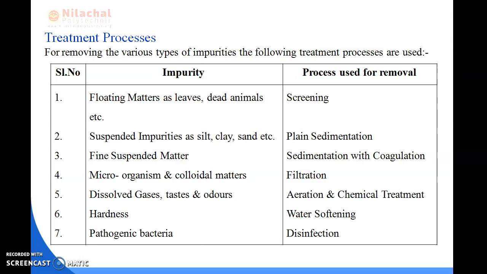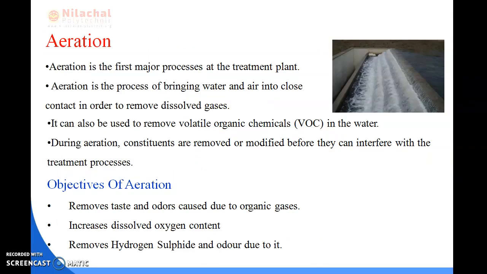And next one is softening of the water. From the softening of the water process we can remove the hardness of the water. And the last one is disinfection. From the disinfection process we can remove the pathogenic bacteria or pathogenic impurities from the water. Okay, so these are the processes and these are the impurities which can be removed by these processes. So next we will be reading about all the processes one by one.